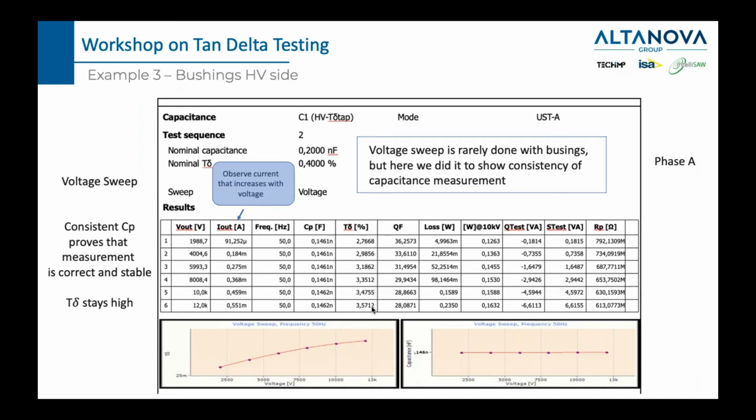So after the voltage sweep, and what is a voltage sweep? A voltage sweep means that we will do a test at 2 kilovolts, 4 kilovolt, 6 kilovolt, 8, 10, and 12. The capacitance should stay the same. Tan delta ideally would change a little bit, but this time it changed more.